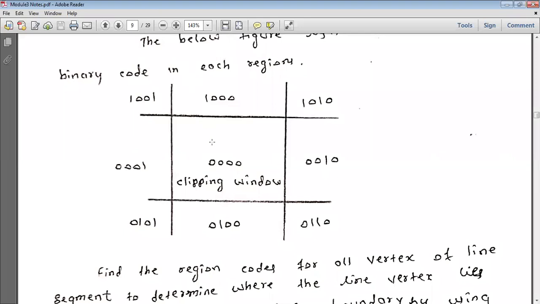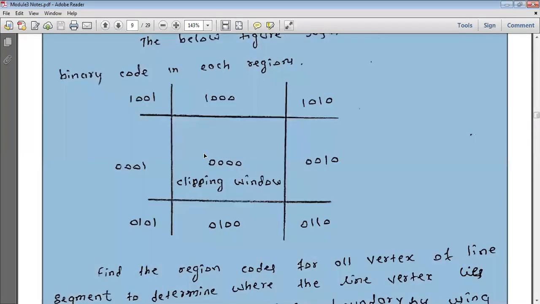For example, if it comes in between these, it is the OR operation of the two adjacent codes. For each of these corner regions, it is the OR operation between the two. So now let us check the 3 conditions and verify how I can say whether a particular line is inside the clipping window, outside, or a part of the line is inside and a part is outside. Is this clear?